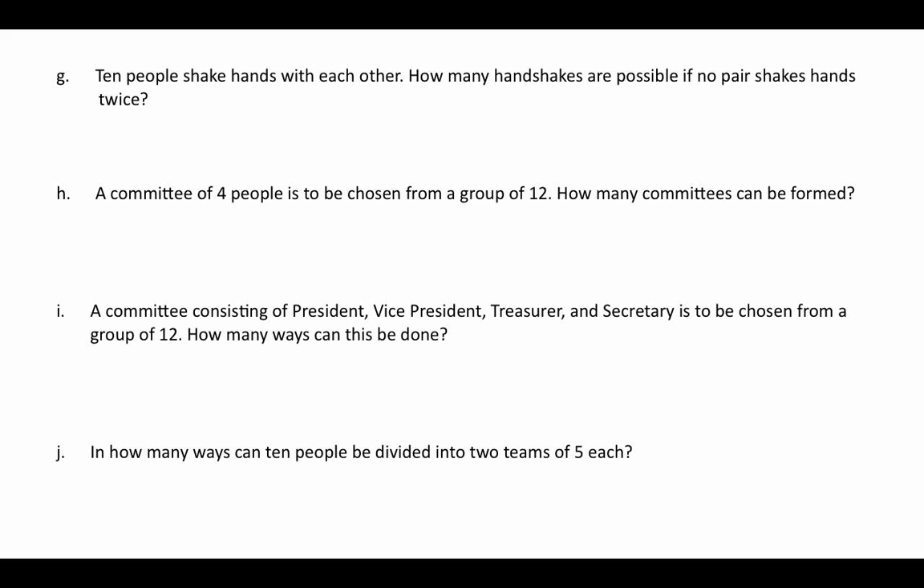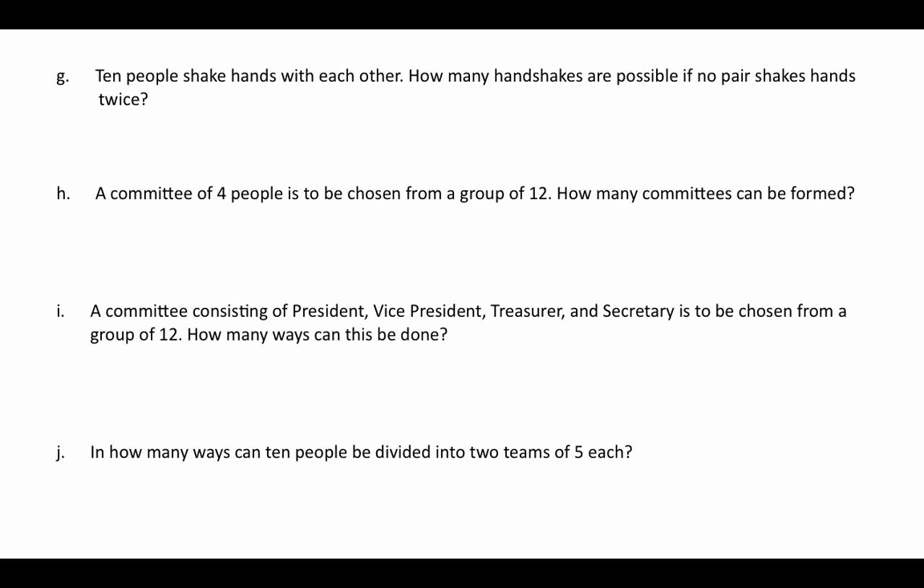All right. 10 people shake hands with each other. How many handshakes are possible if no pairs shake hands twice? All right, so in a handshake, does it matter what order you reach out? No. Not really. I don't think so.